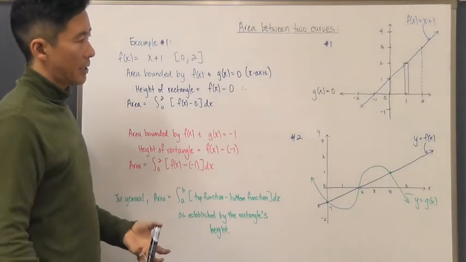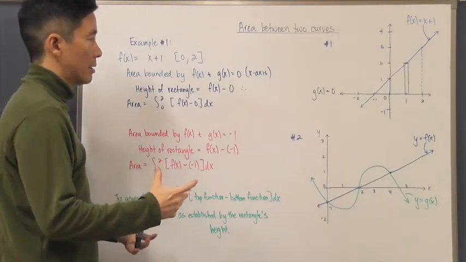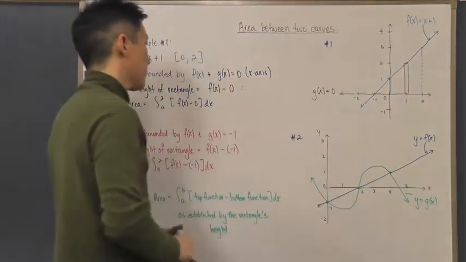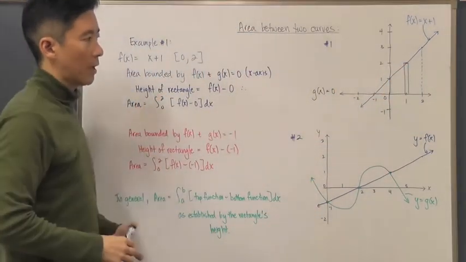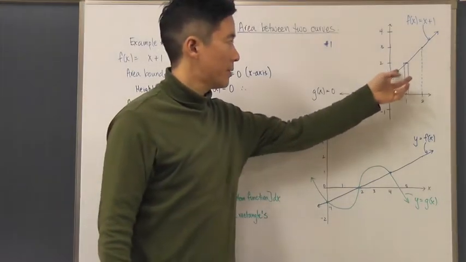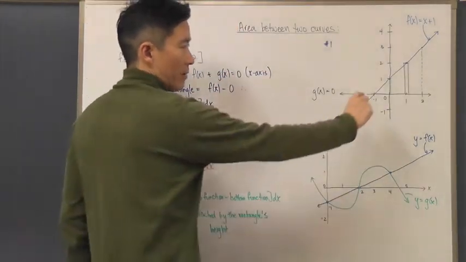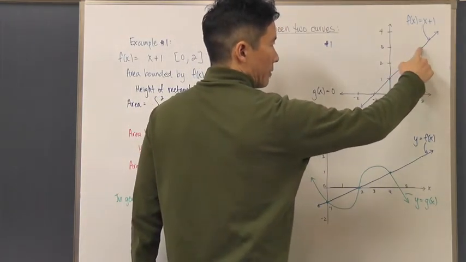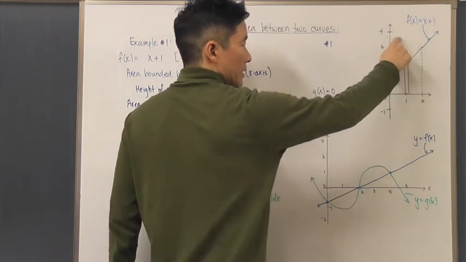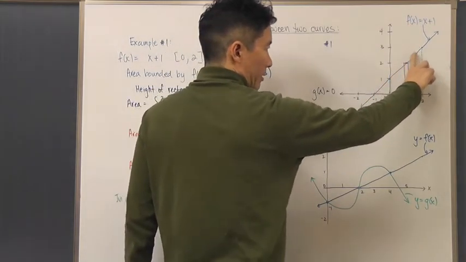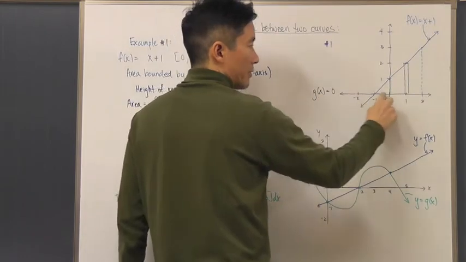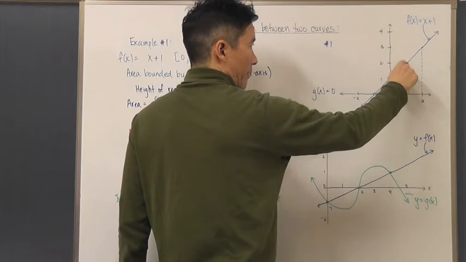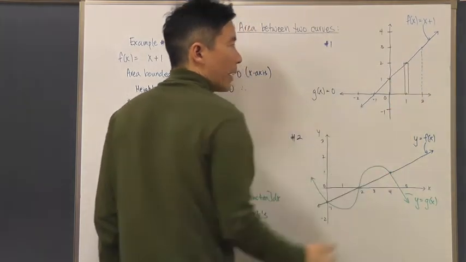So what I'm going to do then is talk about the area that is bounded by the two functions. I'm going to use a rectangle, and what I've done here is I've drawn this rectangle in black. Notice that wherever this rectangle is between 0 and 2, the top of the rectangle is always touching the curve f of x, and the bottom part of the rectangle is always on the function g of x equals 0. So this part over here is the top function, and this part over here is the bottom function.